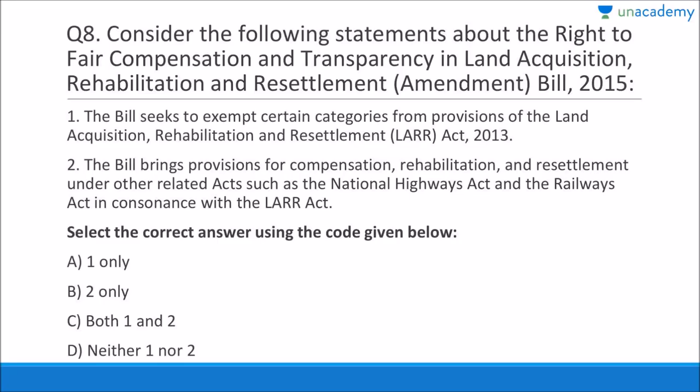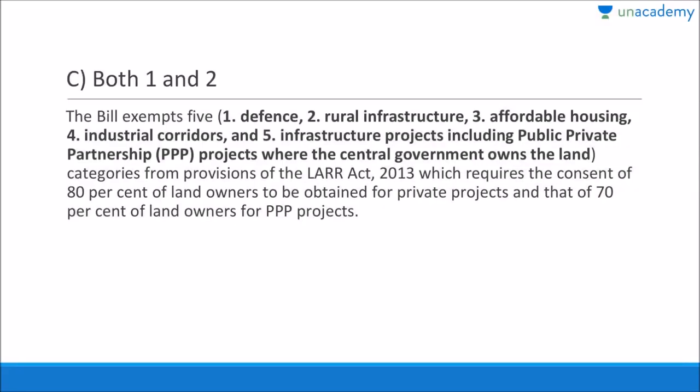Question number 8. Consider the following statements about the Right to Fair Compensation and Transparency in Land Acquisition, Rehabilitation, Resettlement Bill 2015. It seeks to exempt certain categories from provisions of the LAR Act of 2013. And the bill brings provisions for compensation, rehabilitation, resettlement under other related acts in consonance with the LAR Act. Answer here is C, both the statements are absolutely correct. So the bill has exempted 5 categories: defense, rural infrastructure, affordable housing, industrial corridors and infrastructure projects, including PPP projects where the central government owns the land.